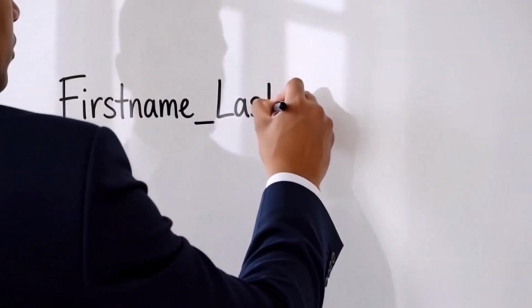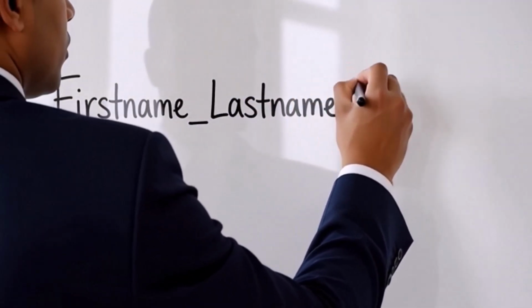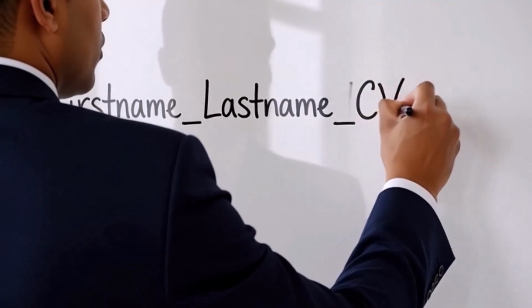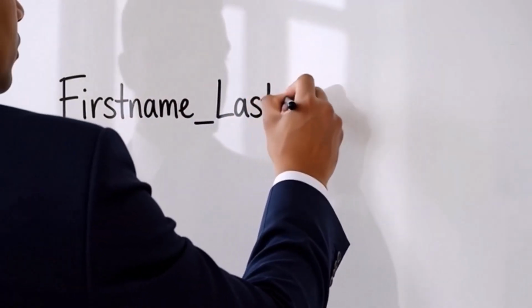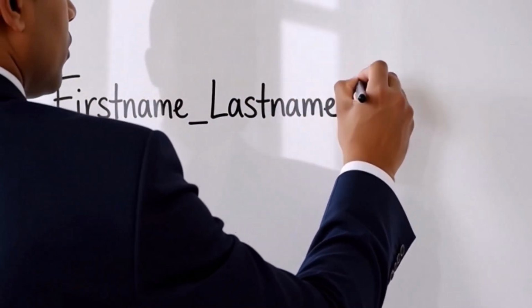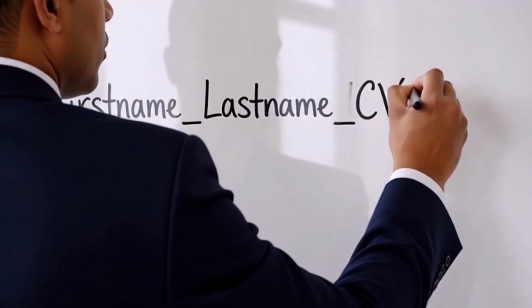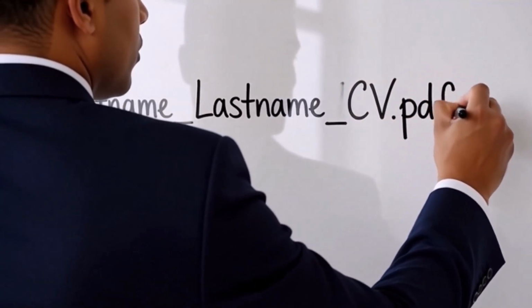You have to have your first name, a dash, your last name, another dash, CV.pdf. This is very important. Okay. So your first name, a lowercase dash, your last name, a lowercase dash, CV.pdf. This tells the assessors that you are very organized. And that matters.